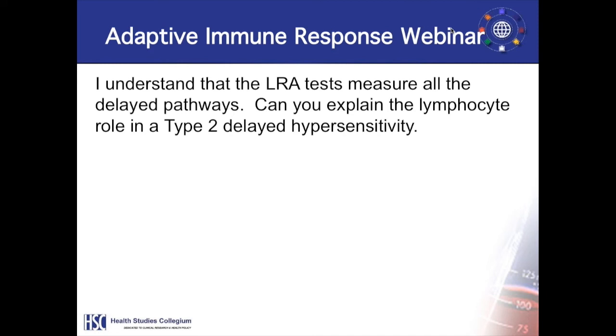Here's a question about understanding LRA tests that measure all delayed pathways, but particularly, can we explain the lymphocyte role in type 2 delayed hypersensitivity? Well, type 2 means antibodies, and antibodies with regard to white cells mean lymphocytes of the B cell class, those bursa-related lymphocytes that become plasma cell factories to produce antibodies. They are the type 2 reactors. So lymphocytes that produce antibodies, long-lived white cells called lymphocytes that produce antibodies, are responsible for the type 2 delayed hypersensitivity reactions.